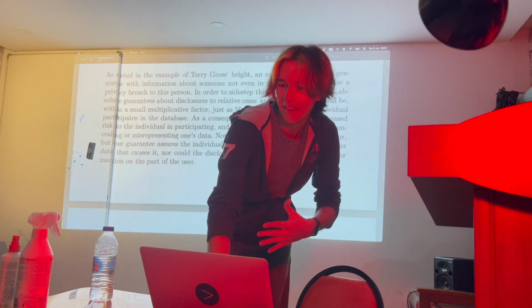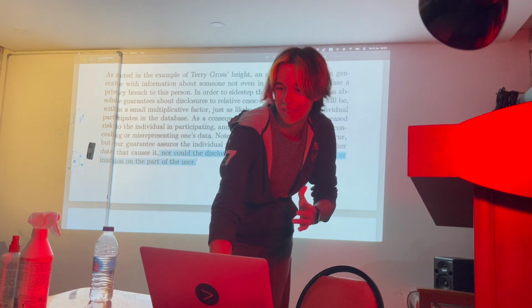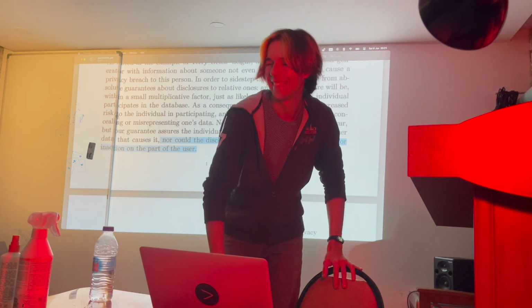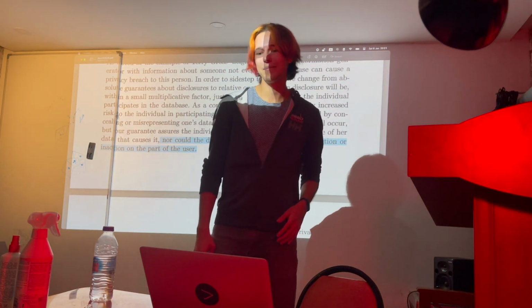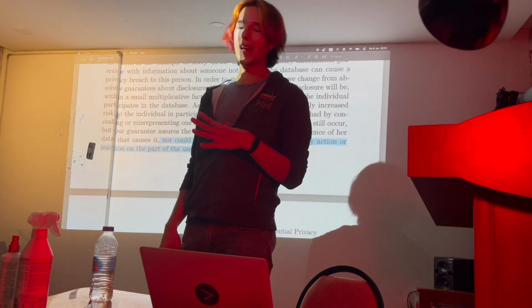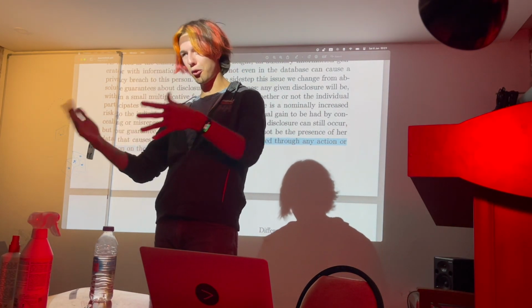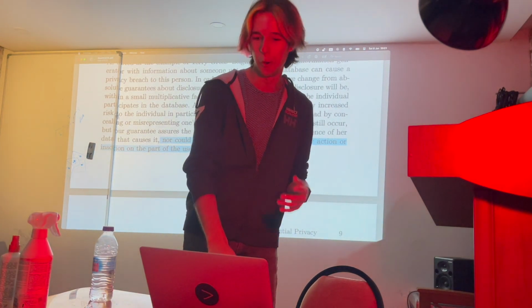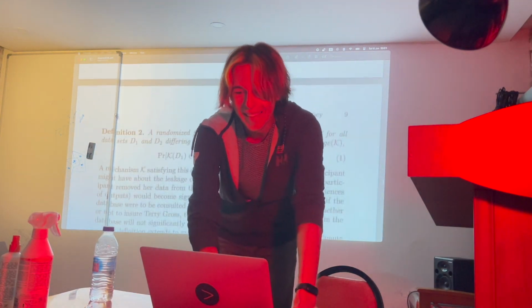So, key point here: there are two questions. First, what to do, the second, how to achieve that. We kind of realized what we want to achieve now. First we have a definition which I promise we can make progress on, which is: nor could the disclosure be avoided through action or inaction on the part of the user.